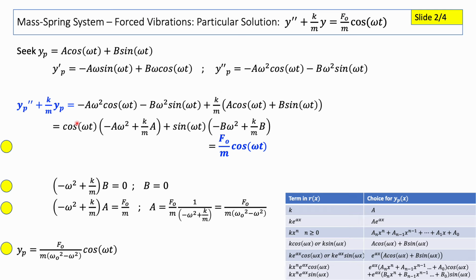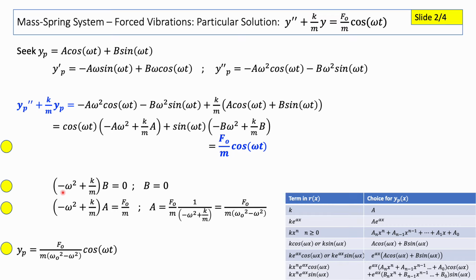Collect the cosine omega t terms. You'll have minus a omega squared plus a k over m. Collect the sine omega t terms. You'll have minus b omega squared plus b k over m. So the left-hand side, which now represents this, should equal the right-hand side if yp is a solution to the differential equation. If that is so, then the coefficient of cosine omega t should equal f0 over m, and the coefficient of sine omega t must be 0. So let's do that.